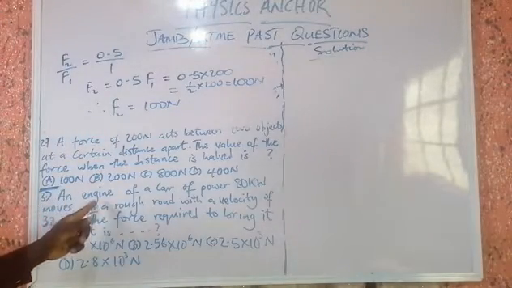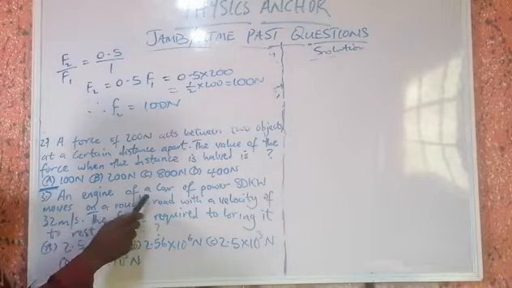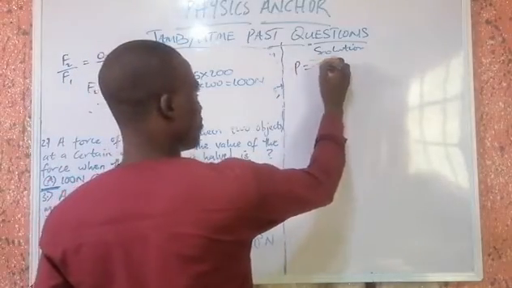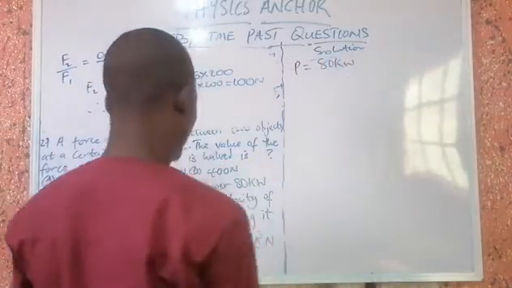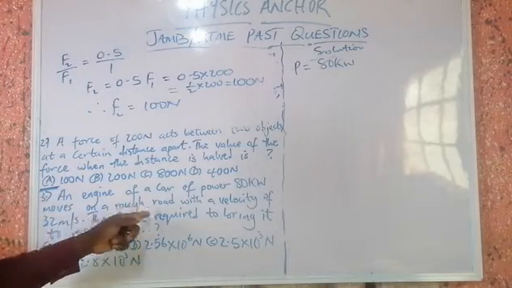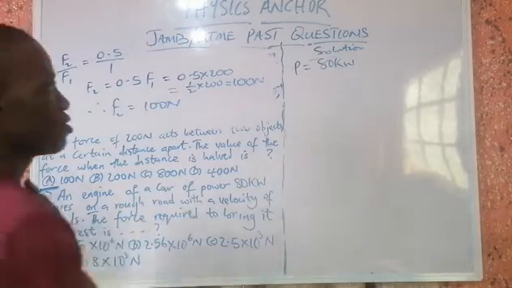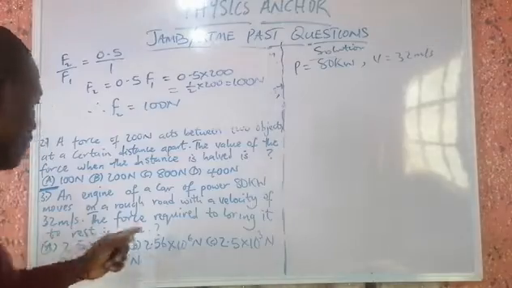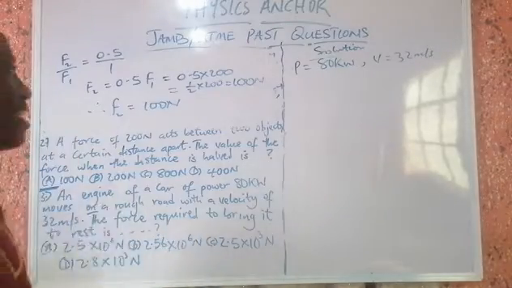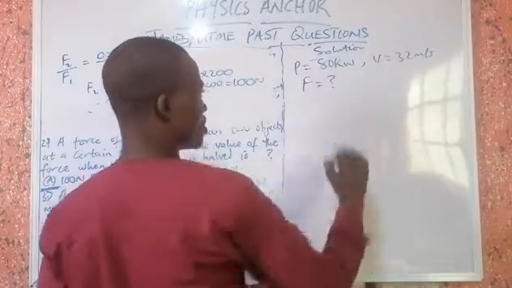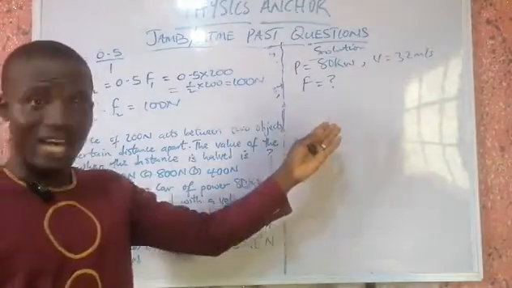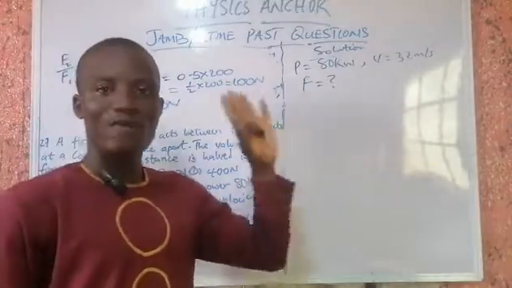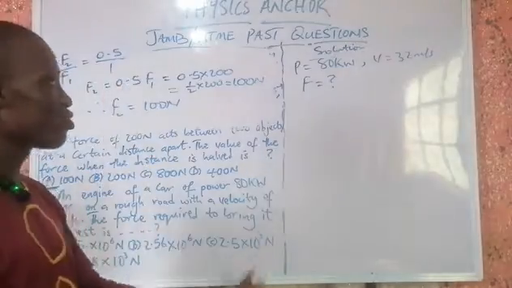Number 3: an engine of a car of power 80 kilowatts. I want to be writing that directly. Power is 80 kilowatts, moves on a rough road with a velocity of 32 meters per second. The force required to bring it to rest is dash. They are asking us to calculate the force. So in this question, I can only see power, velocity, force. So in other words, we have to find a formula that will actually connect these together.